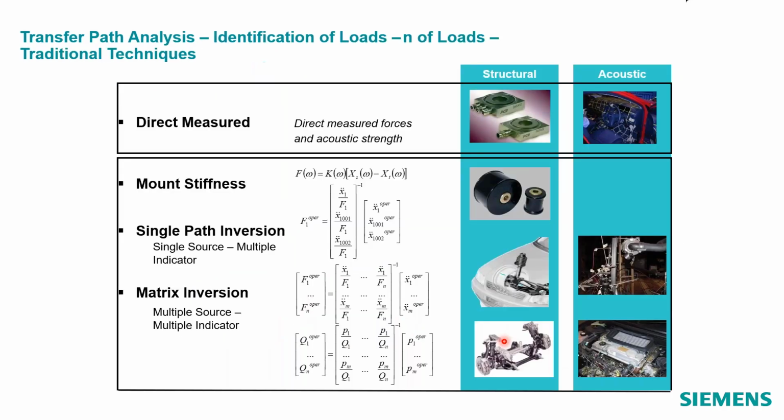Historically, we've used these techniques: direct measured loads, so we could actually cobble up a mount and put a load in there and measure the force directly. Or we use the mount stiffness method, F equals K delta X. If our sources are uncorrelated, we could do single path inversion, so we're basically inverting the FRFs around that source as a column of the FRF matrix. Or if the sources are coupled, we could do a matrix inversion. Or if the paths are coupled, we could do a full matrix inversion. These were the historical methods. Today, I'm going to talk about operational path analysis and OPACS, two different techniques.